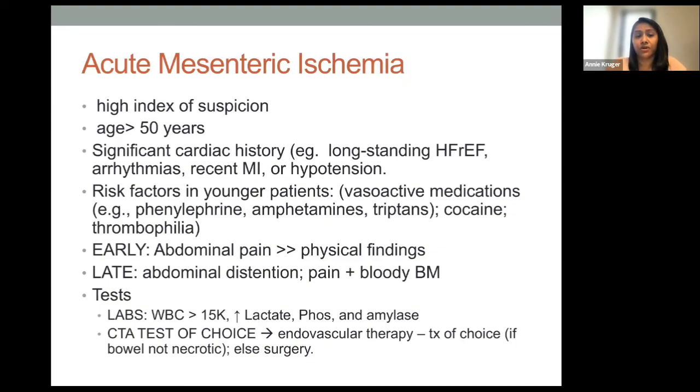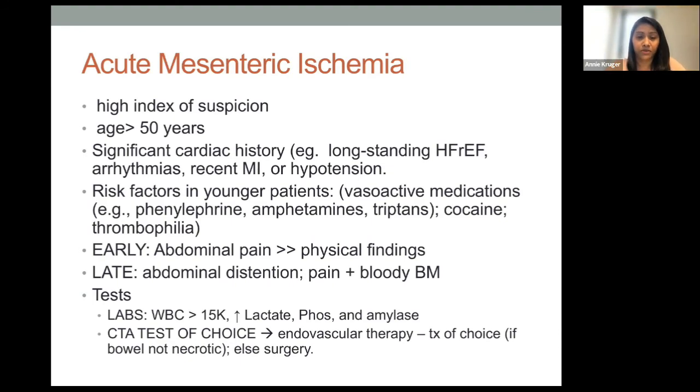For patients who are over 50 years, you should have a very high index of suspicion, particularly if they have a cardiac history, recent MI, recent hypotension, arrhythmia. In younger people who are on some of these meds that I mentioned, like phenylephrine, amphetamines, cocaine, you also want to think about that. And again, your abdominal pain is exceeding what you see on physical findings, right? So that's sort of the classic clinical symptom.